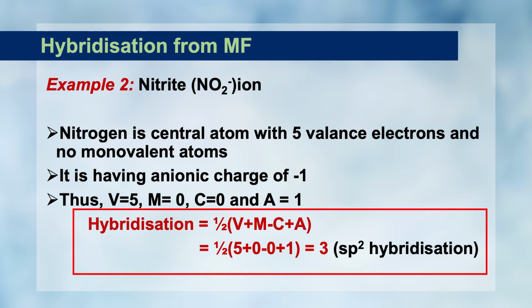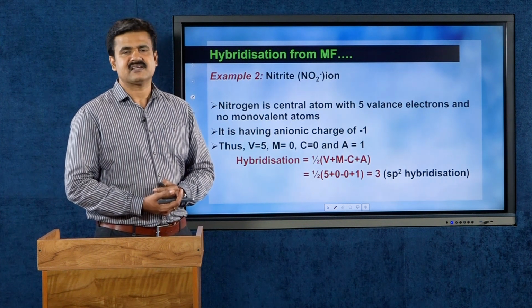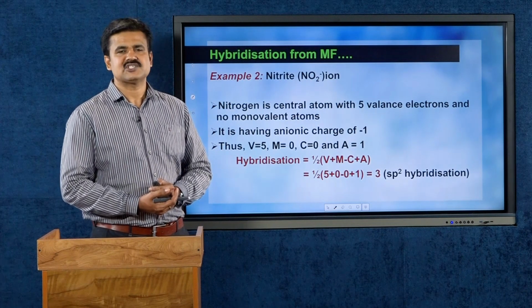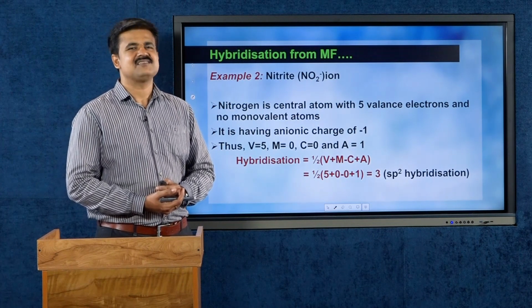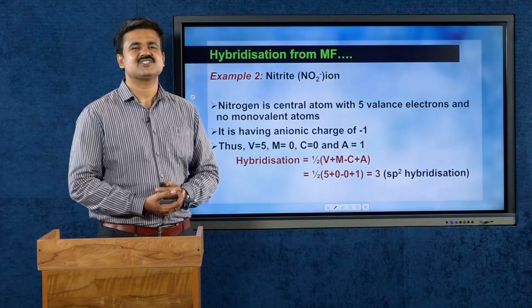We know hybridization H is equal to half into V plus M minus C plus A. On substituting the values, we get 3 as the value of hybridization. 3 represents 3 orbitals that take part in hybridization, and we can make it clear that the hybridization is sp2. So, NO2 minus ion shows sp2 hybridization. Similar to NO3 minus, NO2 minus also has a hybridization of sp2.